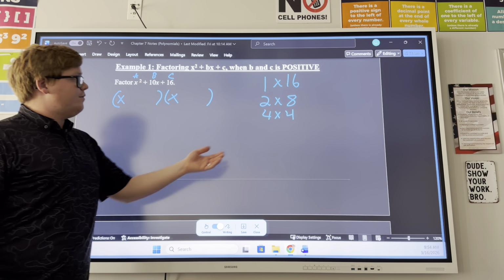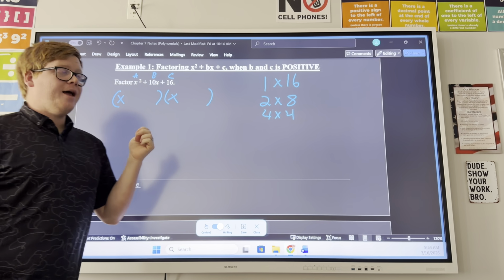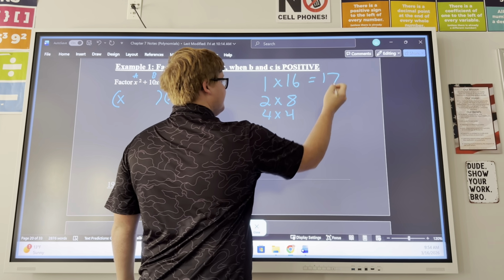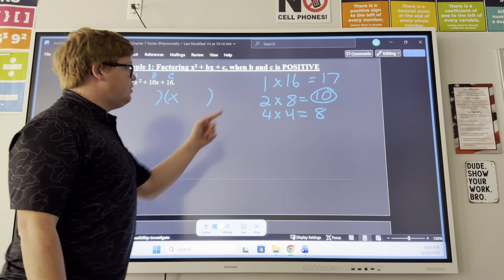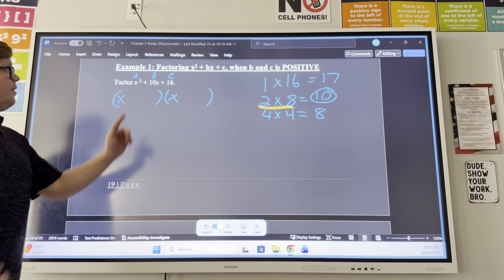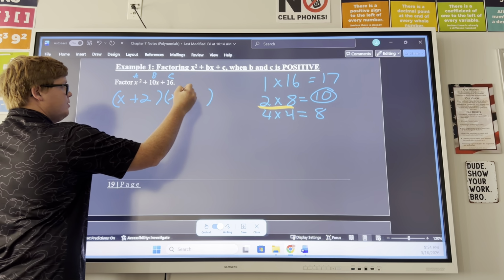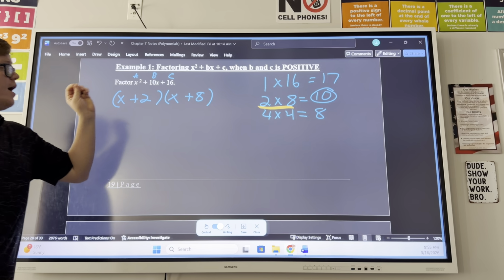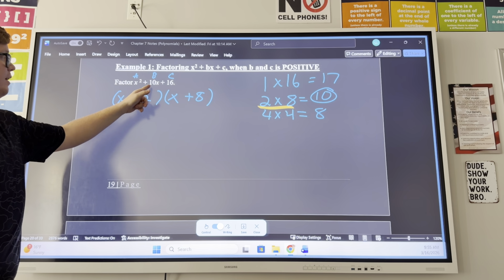Now we need to pick from here. We need to add them together. Which can we add together and get 10? Well, if we add 1 and 16 together, that's going to be 17, so that doesn't work. 2 and 8, that'll be 10, and 4 and 4 will be 8. So we know we want to use 2 and 8. And in order to get a positive 10 and a positive 16, we need to have a positive 2 and a positive 8. Again, all we have to do is look at 2 numbers that multiply to equal C, but add to equal B.